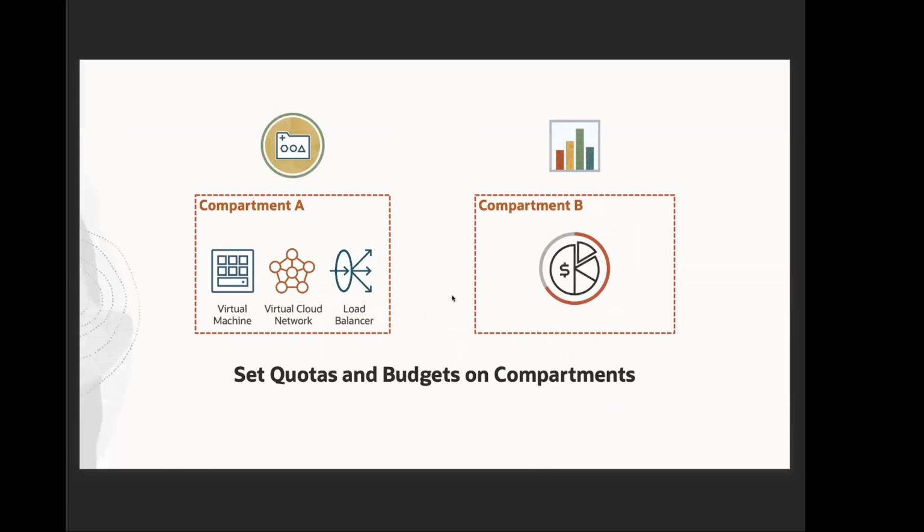As I mentioned before, compartments can be used not only for permissions, but you can set quotas and budgets. What is a good use case for this? You have a project that your interns are trying to develop, but you don't want them to bankrupt the company. So you can create a compartment called My Intern Project, and you can assign the number of resources or a certain amount of money that you want them to spend with that project.